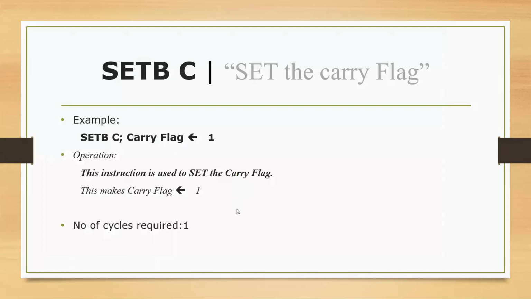We have a few instructions that operate on the carry flag. The first instruction is SETB C, which sets the carry flag. For example, when we write the instruction SETB C, the carry flag turns to 1. Whatever the value in the carry flag, it is changed and the new value, 1, is loaded into the carry flag. The number of cycles required is 1.